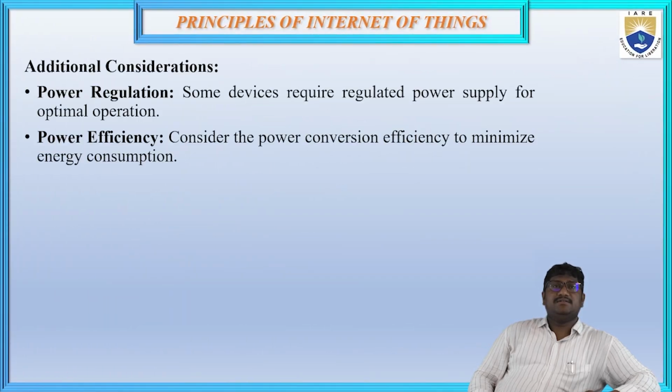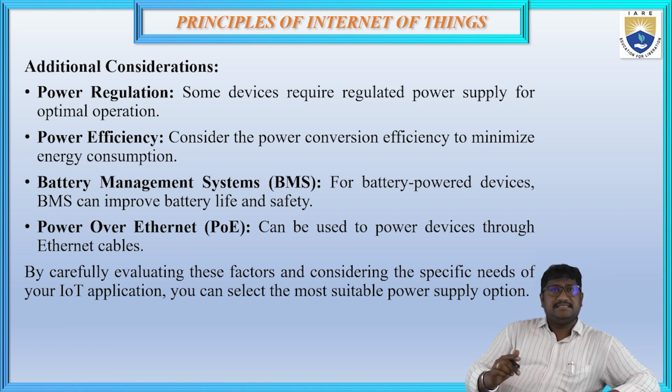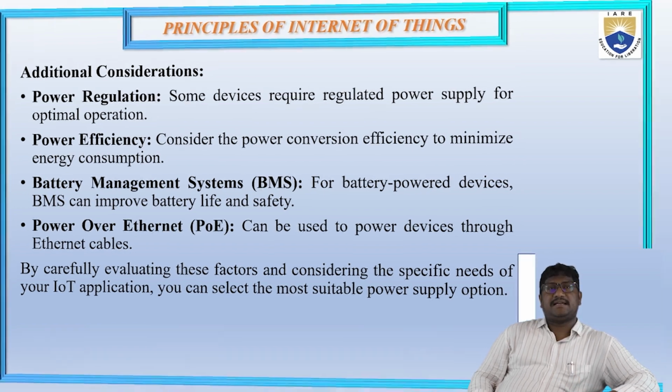And additional considerations: power regulation, power efficiency, battery management, Power over Ethernet. These are the additional considerations which we need to take. Power regulation is used for supplying power optimally, and power efficiency improves efficiency so that energy consumption is taken care of. Battery management improves battery life and safety. Power over Ethernet improves the utility of Ethernet cables.